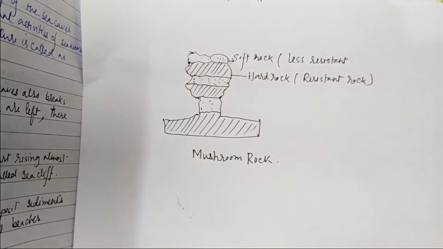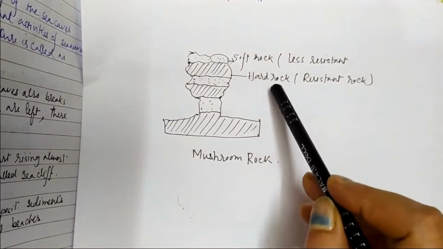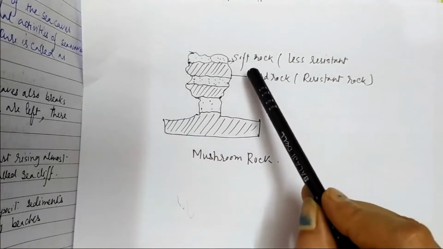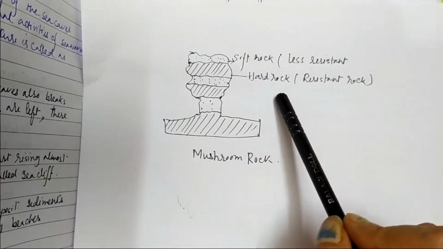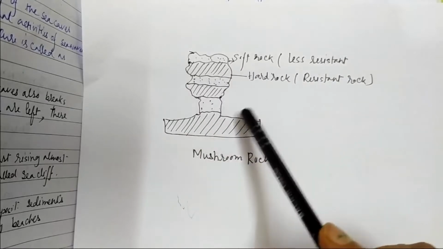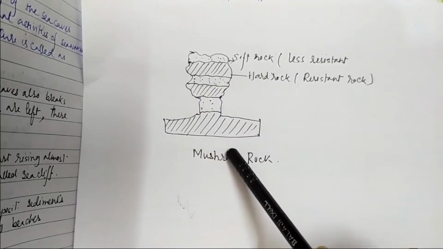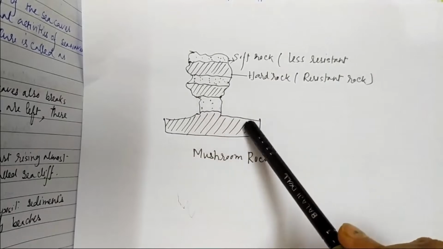Okay, look at the diagram. Okay, so soft rock and hard rock. Obviously, soft rock is easily eroded by the wind, and hard rock is obviously resistant rock, and forms a mushroom-like structure, and this structure is called mushroom rock.